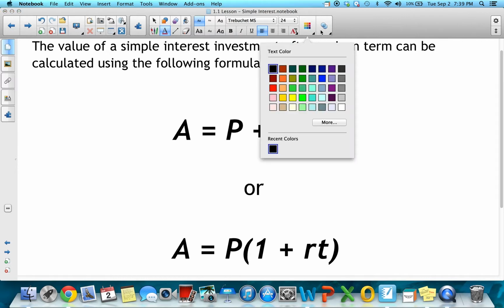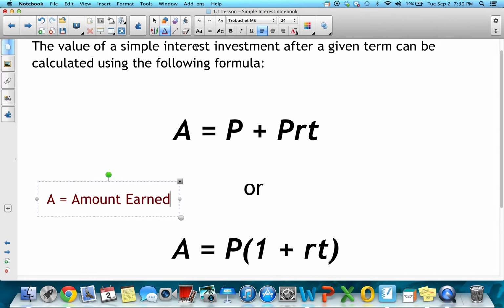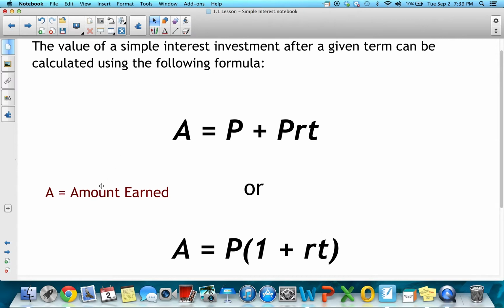What you should know for this part is that A is representative of the amount earned. So for most of these questions, we're already going to know how much money we want to have at the end, or how much money somebody did end up at the end of a term with, and we're going to have to calculate either the rate or the time. What was their interest rate, or how long did they have that investment for?